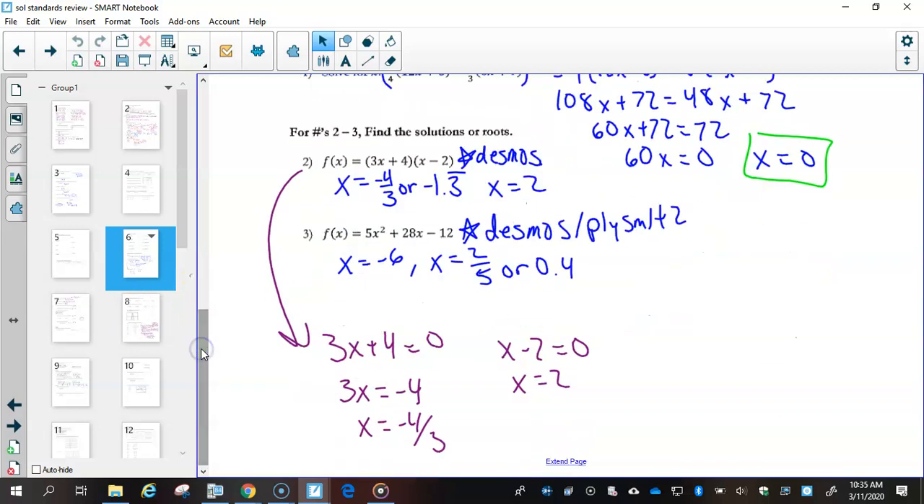Number 3 was -6 and 2/5, or you could have used the decimal, 0.4. Now, I didn't show you guys this, but I will once we actually do this unit. This is an app on your calculator that will also help you solve these, but we'll get to that later. I also put on here how you would actually solve this, but again, we haven't gotten to this unit yet, so we will go over that later.